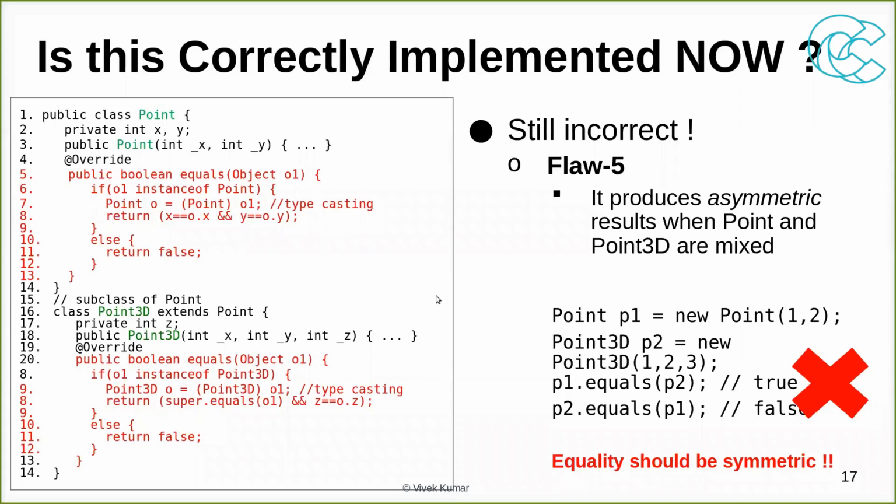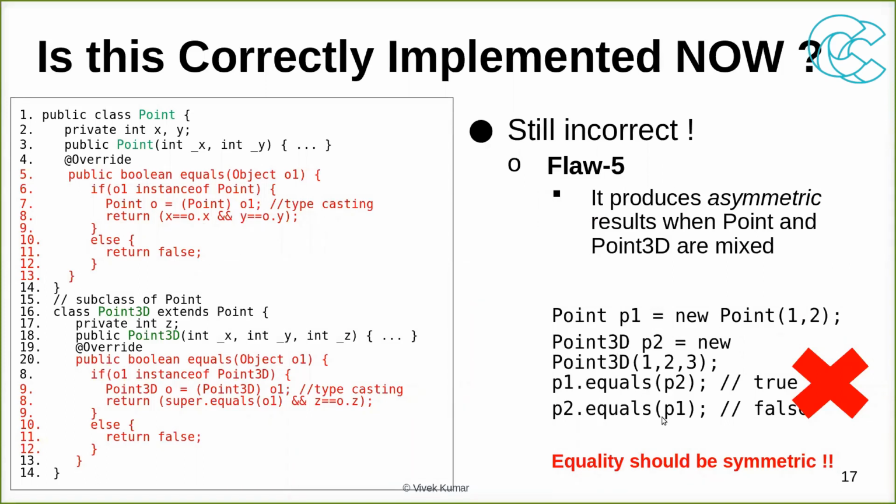So the issue here is that it's not symmetric, in the sense that if a equals b, then b should also be equal to a. That's the symmetry. But in this case, we cannot have the symmetric behavior. An example is given here. Let's say you have Point p1, which has the values x 1, 2, and you are creating another point which is of type Point3D, and here you have 1, 2, and 3. So if you check for p1.equals(p2), p1 is of type Point, so this particular method gets called, and since the x and y values are the same, it returns true.